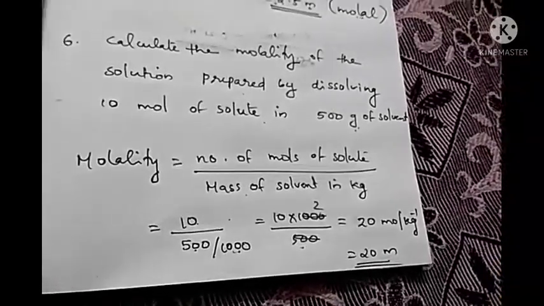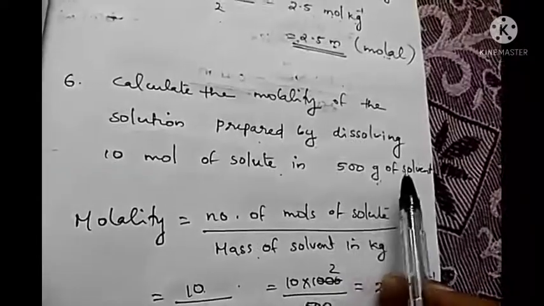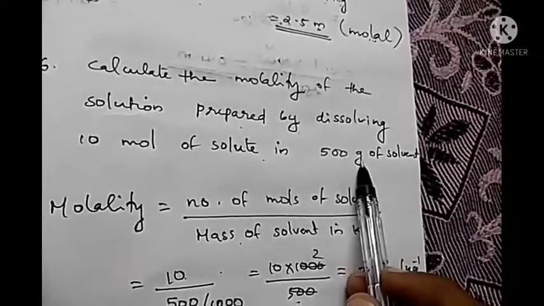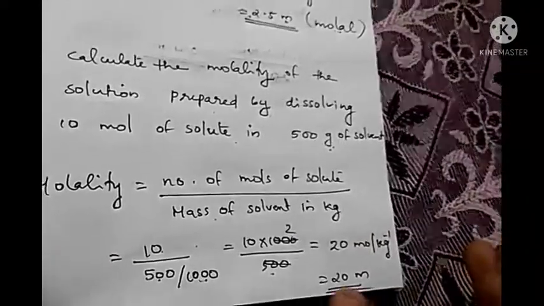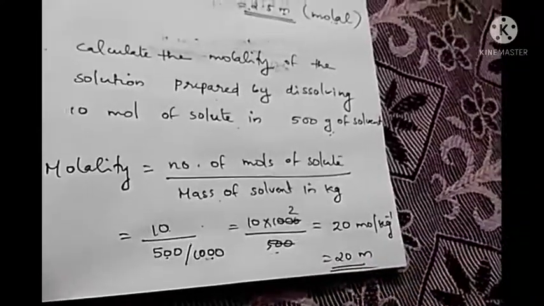Clear? Here the difference is that the mass of solvent is given in grams, so we have to convert it into kilogram. For that we have to divide by 1000.